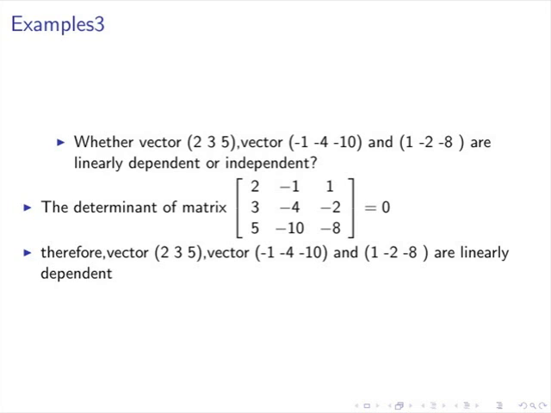Example 3. Whether these three vectors are linearly dependent or independent. We can calculate the determinant of the matrix combining these three vectors. It is 0, so these three vectors are linearly dependent.